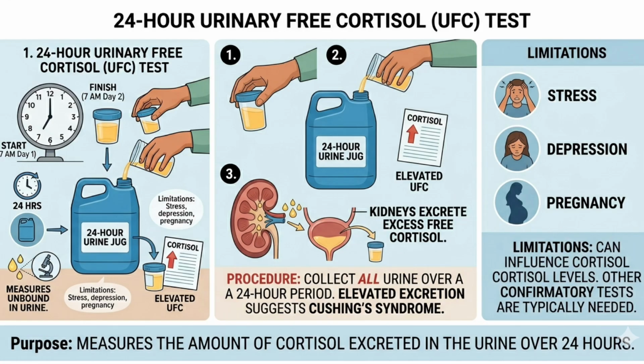First test is the 24-hour urinary free cortisol, UFC, test. Purpose is to measure the amount of cortisol excreted in the urine over 24 hours. Procedure: in this test, the patient collects all urine over a 24-hour period. Elevated cortisol excretion is suggestive of Cushing syndrome. Limitations of this test: stress, depression, or pregnancy can influence cortisol levels, so other confirmatory tests are typically needed.